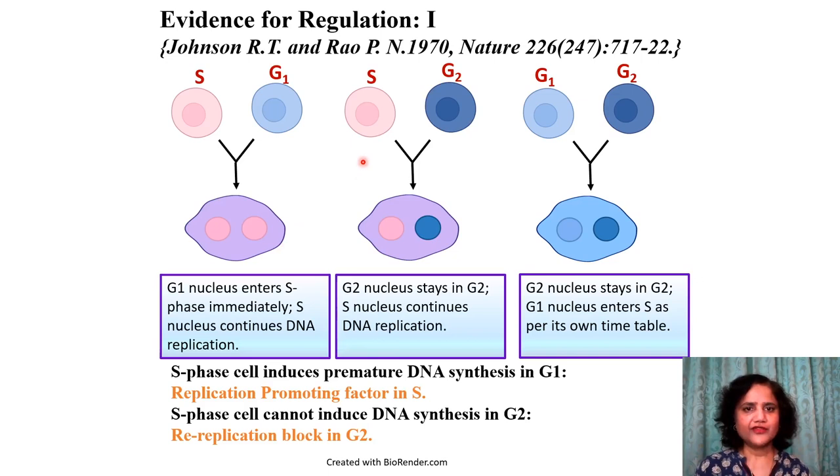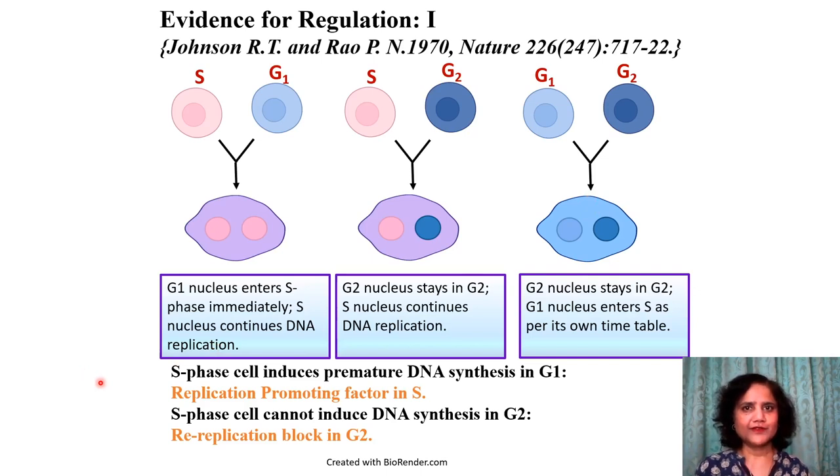On the other hand, when they fused S phase cells with G2 phase cells, the S phase nucleus of course kept on replicating its DNA, but the G2 nucleus was unaffected, that is, it did not enter S phase unlike the G1 nucleus. When they fused G1 cells with G2 cells, the G2 stayed in G2 and the G1 nucleus entered into S phase as per its own timetable, as in it would have entered S phase at some point anyway. So it maintained that timetable. It did not prematurely enter S phase.